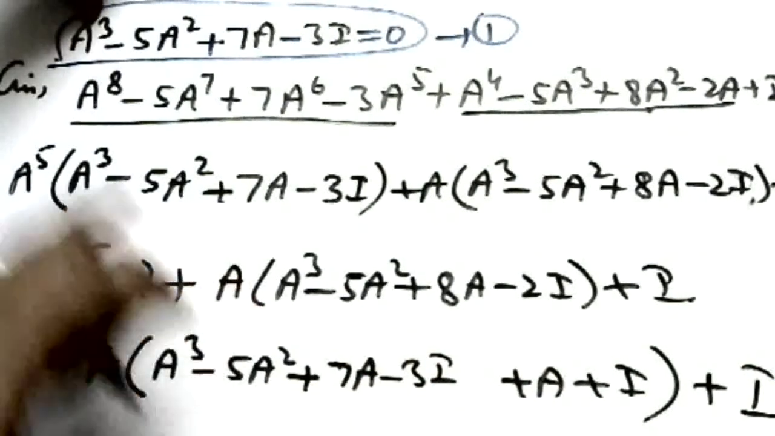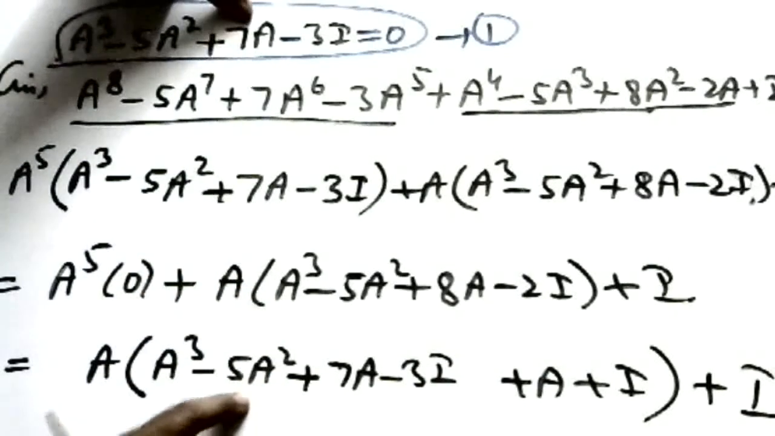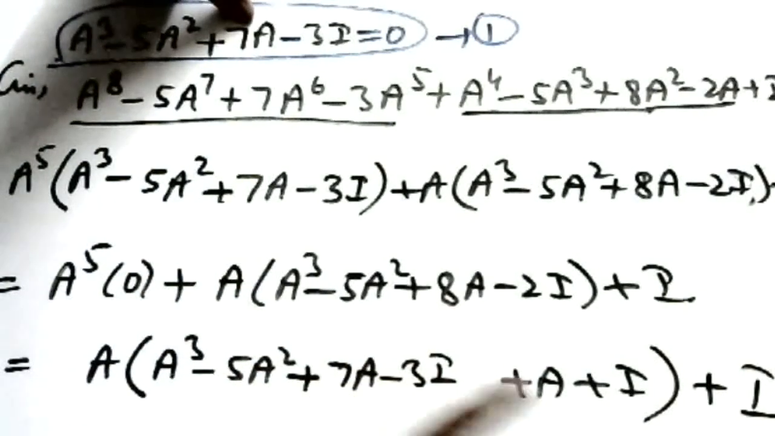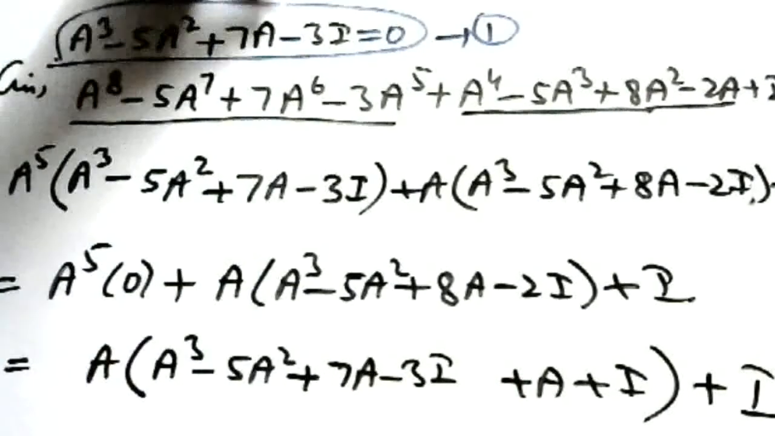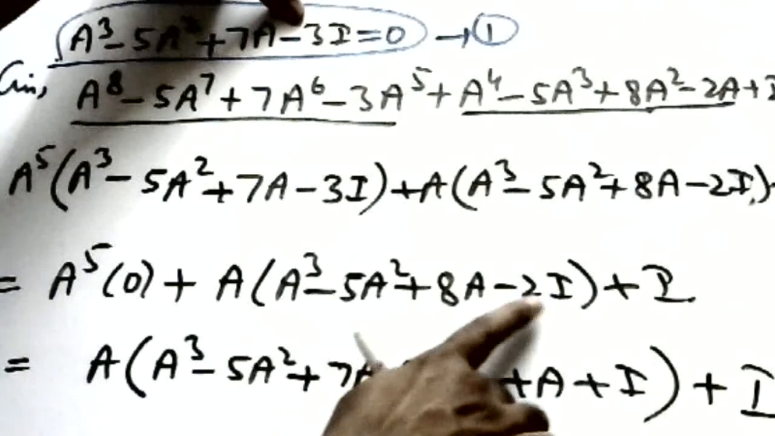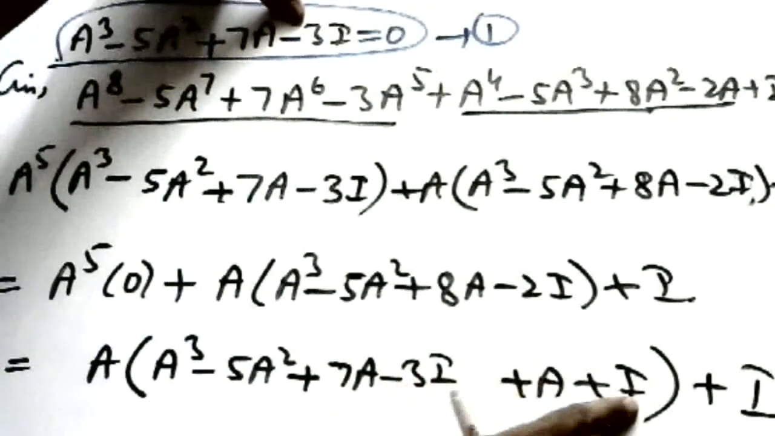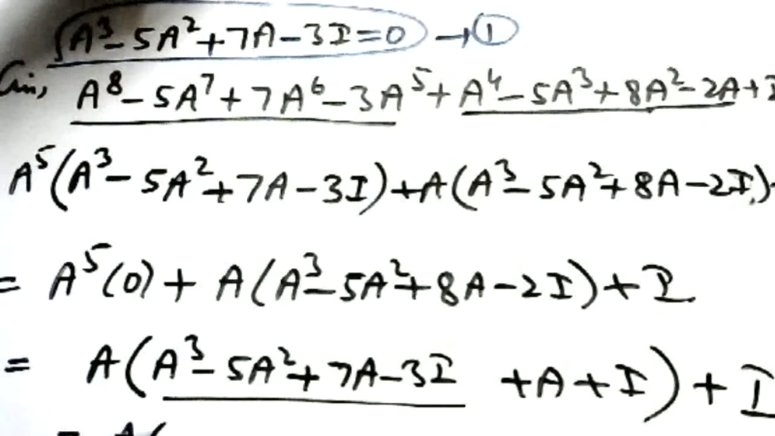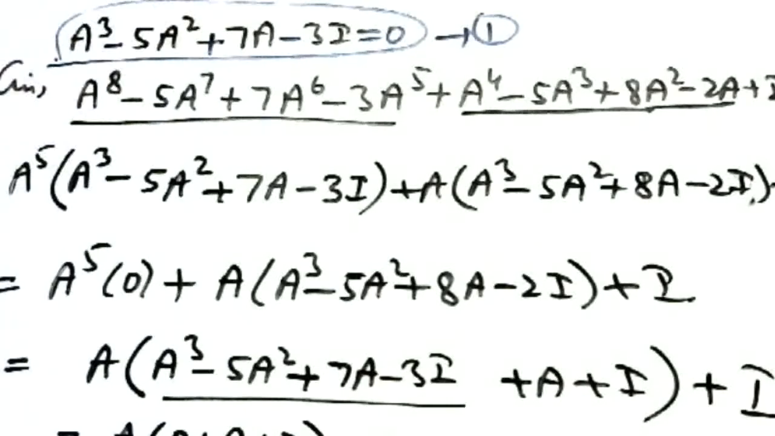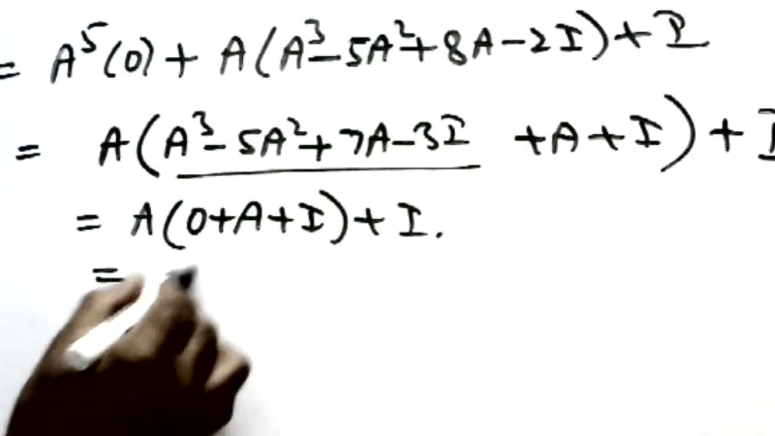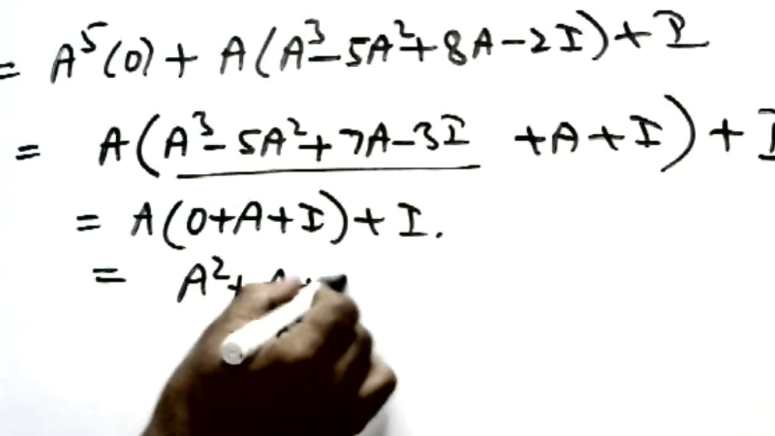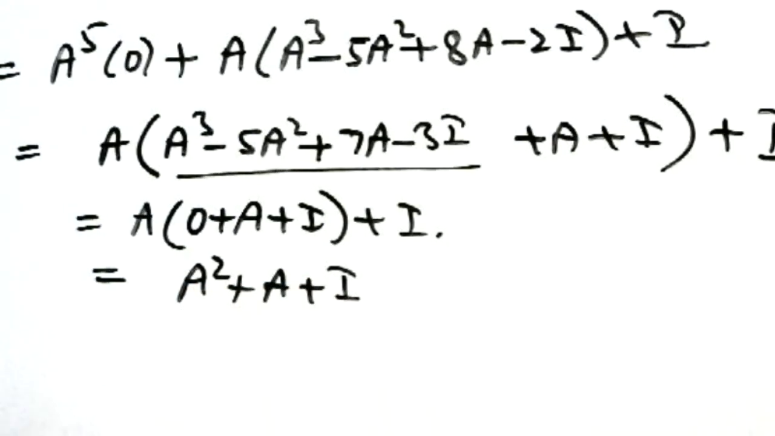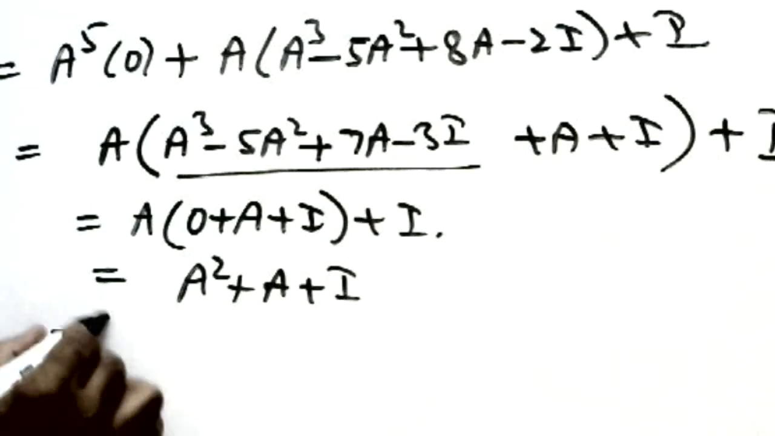Watch carefully. We have to change this into A cube, no change, minus 5A square. We want 7A, so write 8A as 7A plus A. Now minus 3I we want, and we have minus 2I here, so minus 2I can be written as minus 3I plus I. Now we again have this value 0. So what is left here? A into this is 0, plus A into A plus I, bracket, plus I. Sorry. So what is left is A into A square plus A into A plus I. That means we have to find A square plus A plus I.